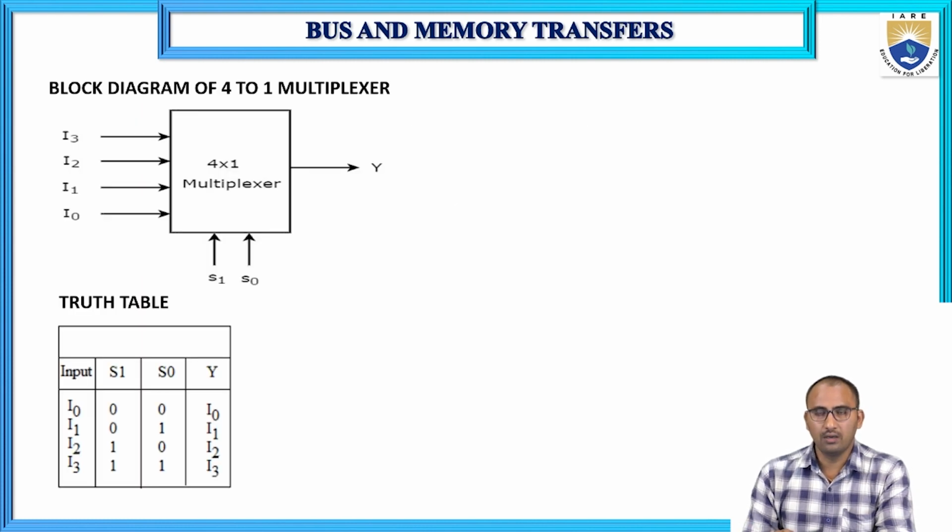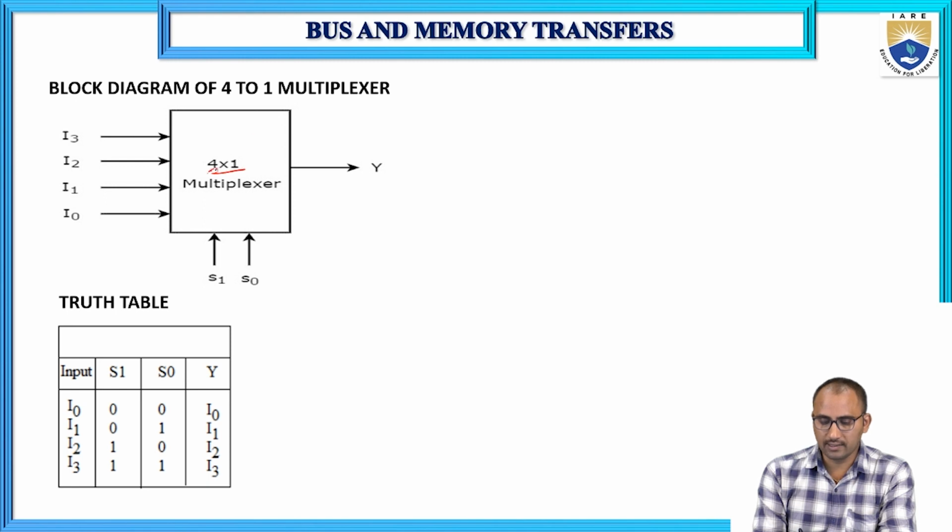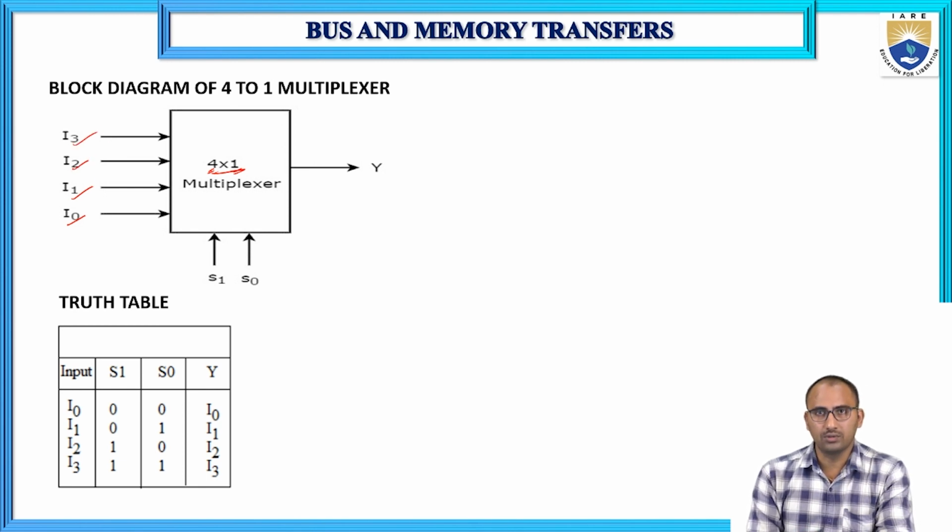Before going to the common bus system, we will have a look at the 4x1 multiplexer. This is a block diagram of the 4x1 multiplexer. In 4x1, the 4 indicates the number of inputs and 1 indicates the output. Here we have 4 inputs, I0, I1, I2, I3, and 1 output, that is Y. And we require 2 selection lines, S0 and S1.